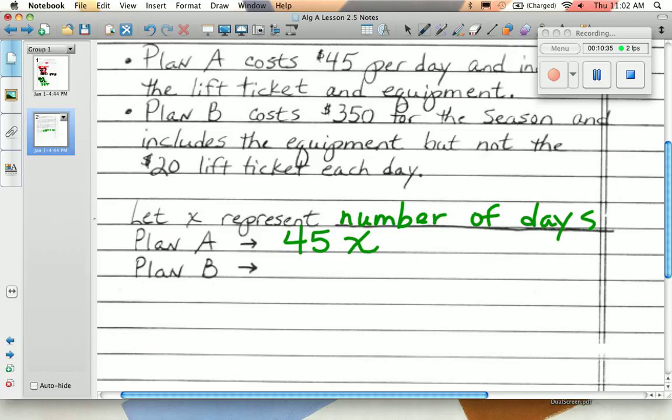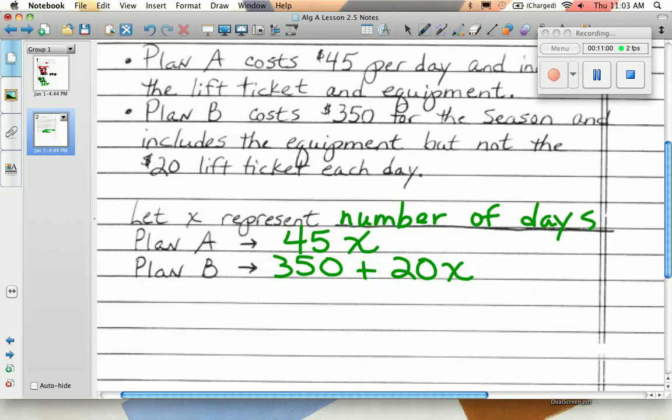Okay, how about Plan B? 350 plus 20x. Don't you have to buy a lift ticket every day? You pay $350 one time. Every day you go skiing, you have to buy that lift ticket.